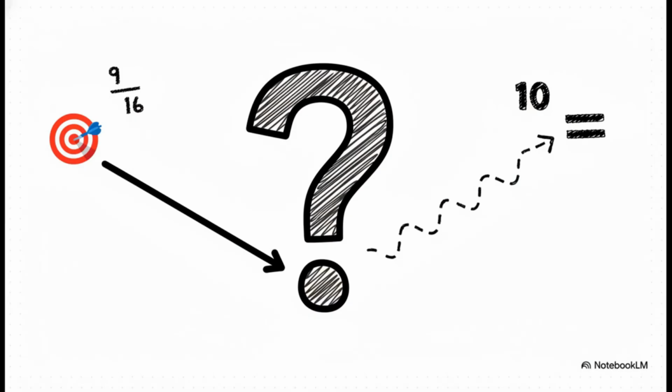Well, this actually splits our problem into 2 different paths. On one hand, for a fraction like 9 over 16, which is really just 2 perfect squares stacked on top of each other, we can use our new root rules to get a perfect, exact answer. But on the other hand, for a number like 10, we're going to need a different kind of tool to find what we call an approximate, or close enough, answer.